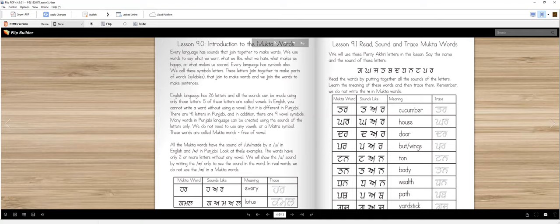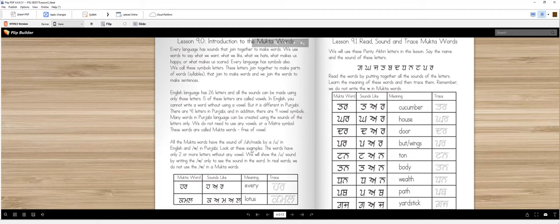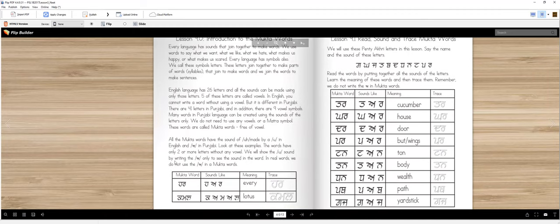All the mukta words have the sound "a" made by the "u" in English and era in Punjabi. Look at this example. The words have only 2 or more letters without any vowel. We will show the "a" sound by writing ara only to see the sound in the word. In real words, we do not use ara in the mukta words. I'm just writing here so you know that this sound exists.